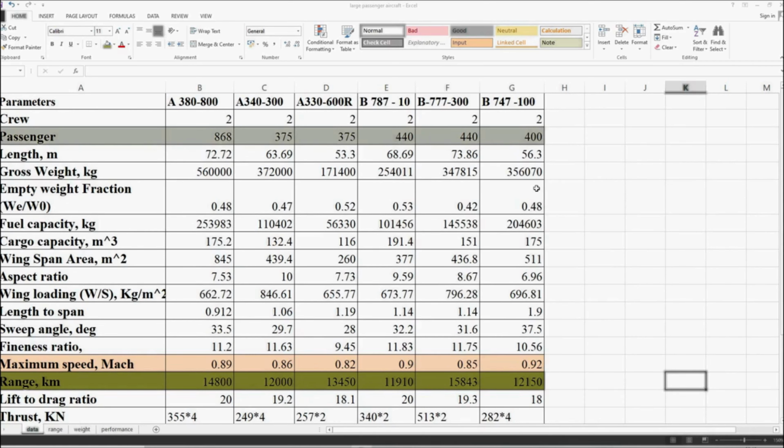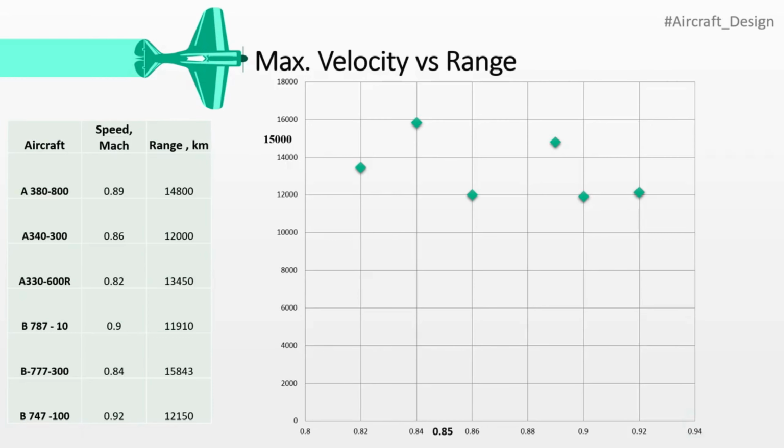Based on that, I am going to find out step by step. First I will plot a graph between speed versus range. On the x-axis is the speed and on the y-axis we have the range. After plotting, we have got scattered points.